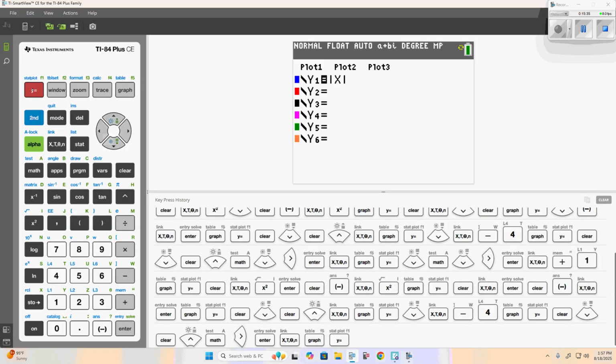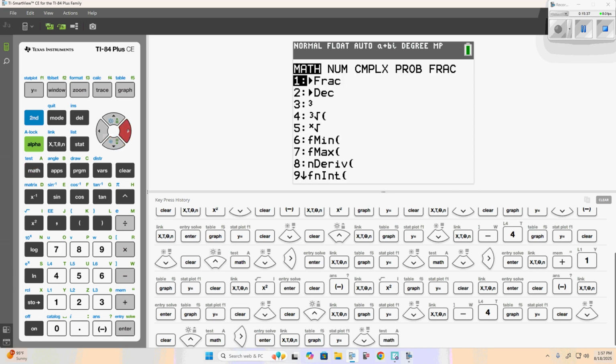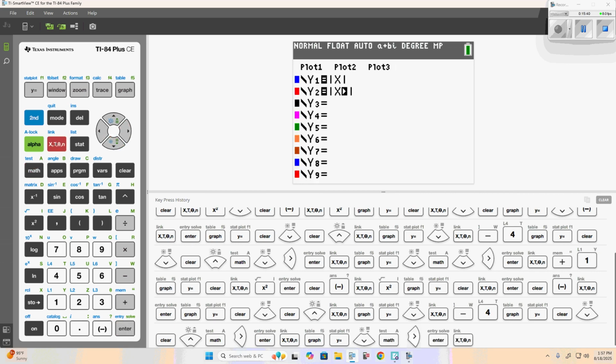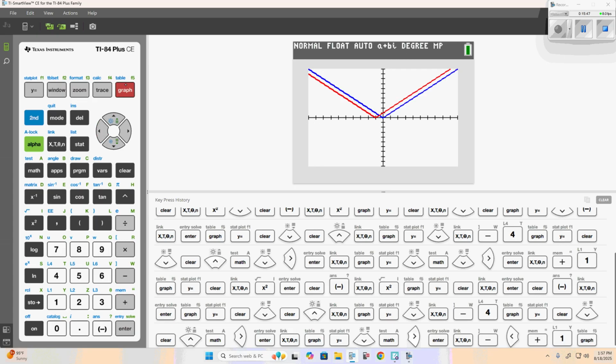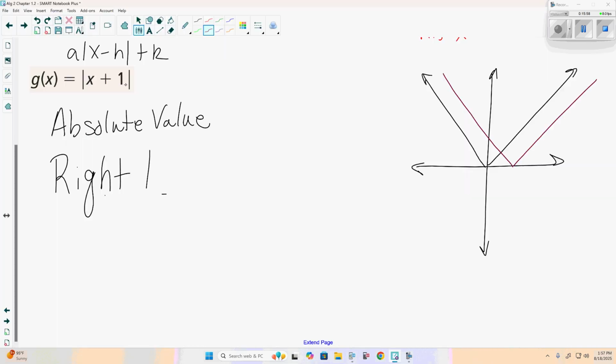Let's pull up the graphing calculator, y equals. And again, it does take a few keys to get over to absolute value. X plus 1, yes? Graph, and as we can see here, it moved every point 1 unit to the left. Because it didn't actually move it to the right, it moved all of these points 1 unit to the left, yes? Okay, so not to the right.